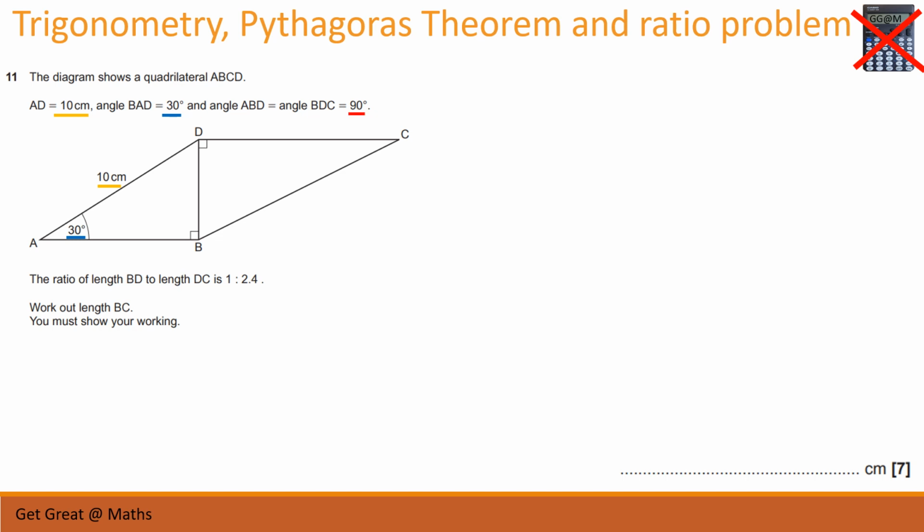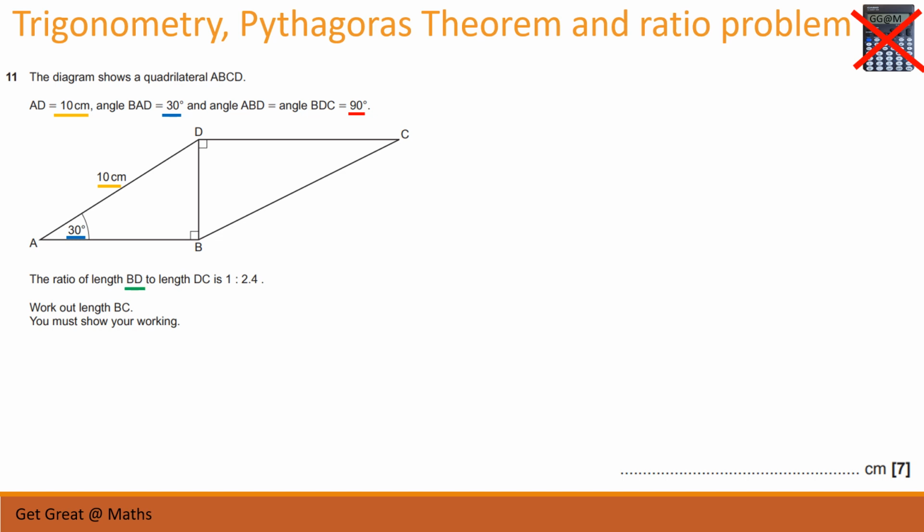And then we've got an angle of 90 degrees, which are the two squares in the diagram at B and D. So angle ABD and angle BCD are both right angles. All this information is in the diagram. Now you're told that the ratio of the length BD to DC is 1 to 2.4.